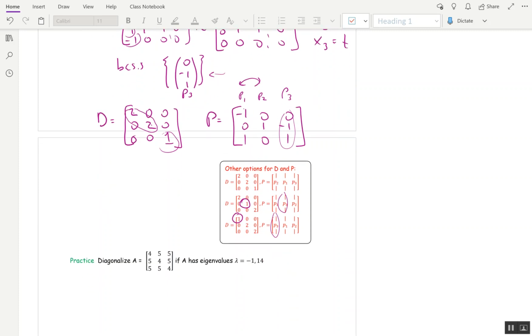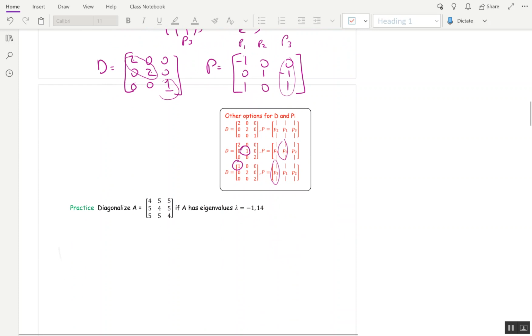Okay, so pause the video and try diagonalizing this matrix. And to save time, and your homework does this on some problems too, I've already given you the eigenvalues. So you just need to find bases for the corresponding eigenspaces.